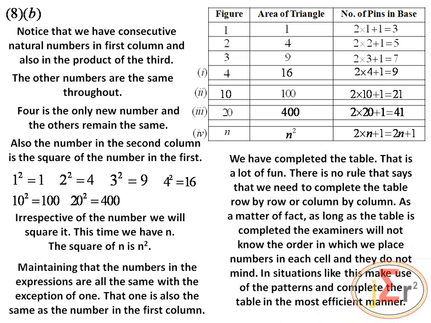There's no rule that says that we need to complete the table row by row or column by column. As a matter of fact, as long as the table is completed, the examiners will not know the order in which we place numbers in each cell, and they do not mind. In situations like this, make use of the patterns and complete the table in the most efficient way. So this is a test of common sense more than anything else.